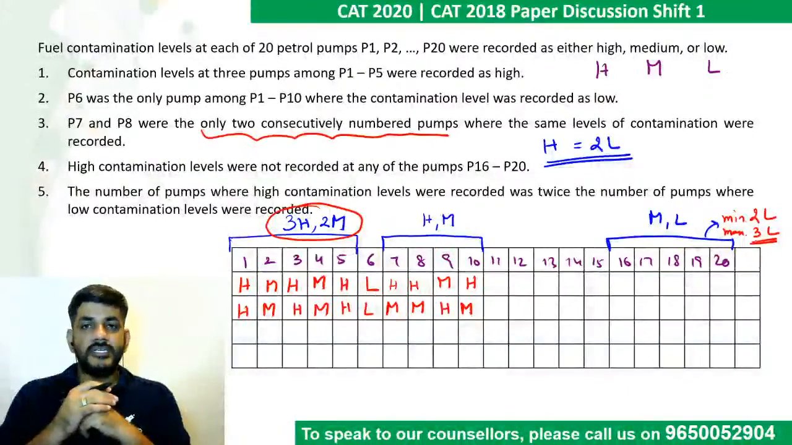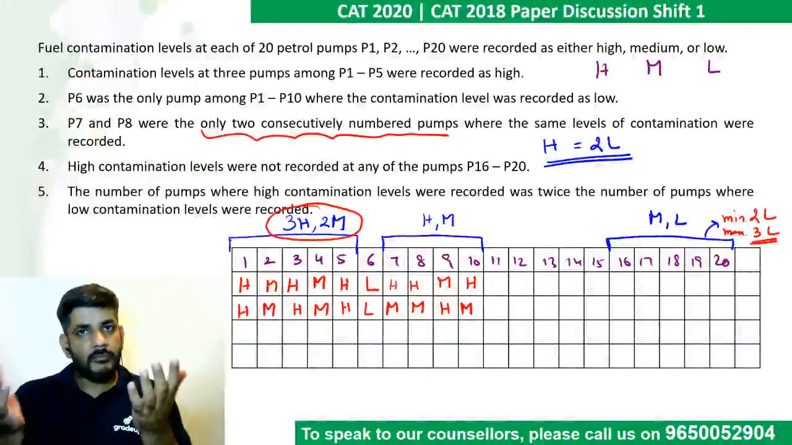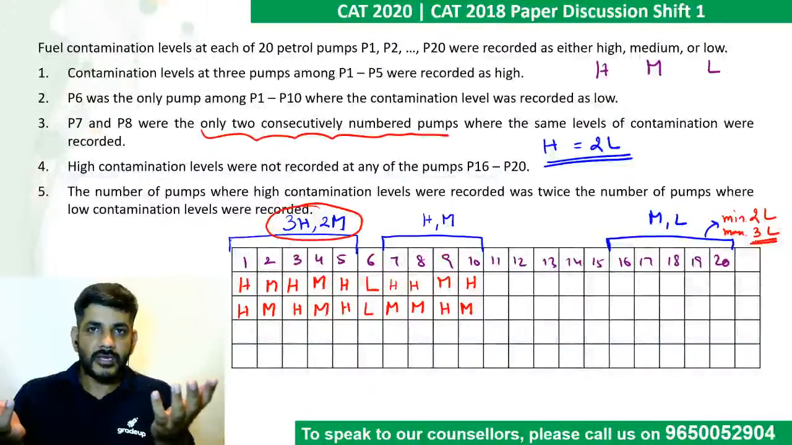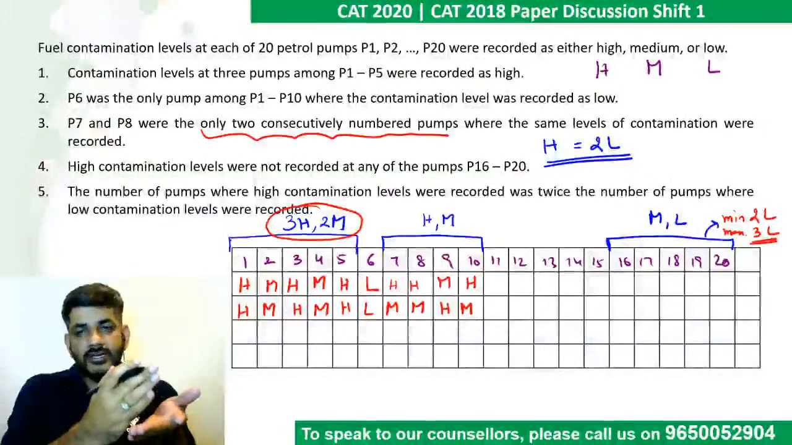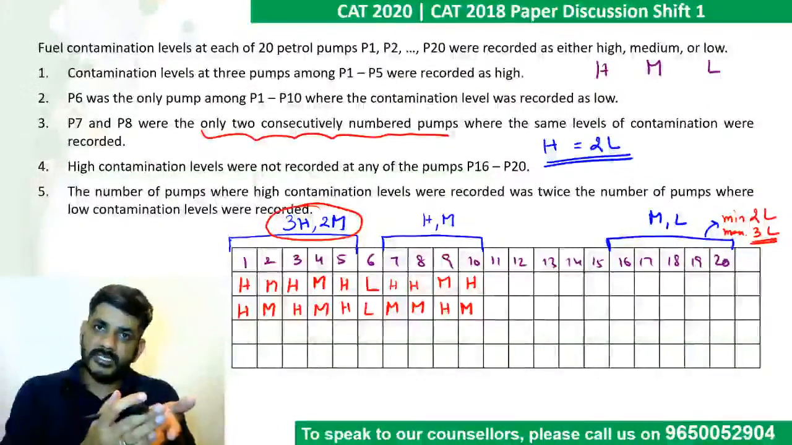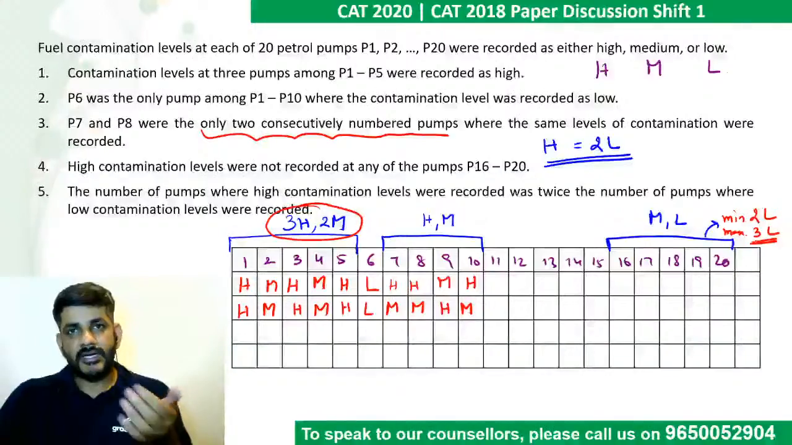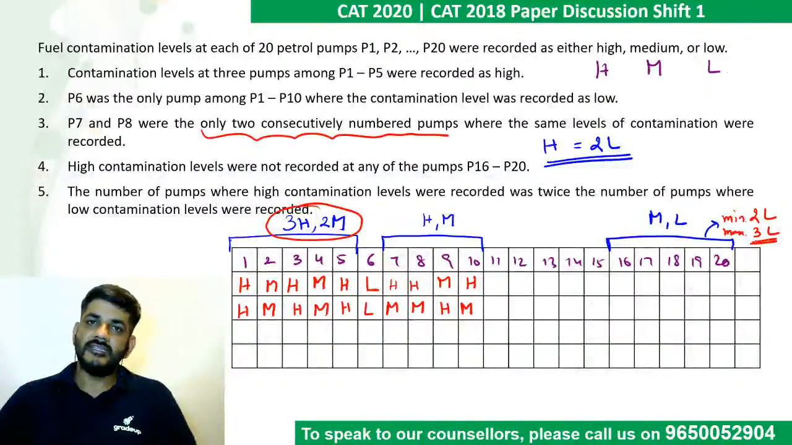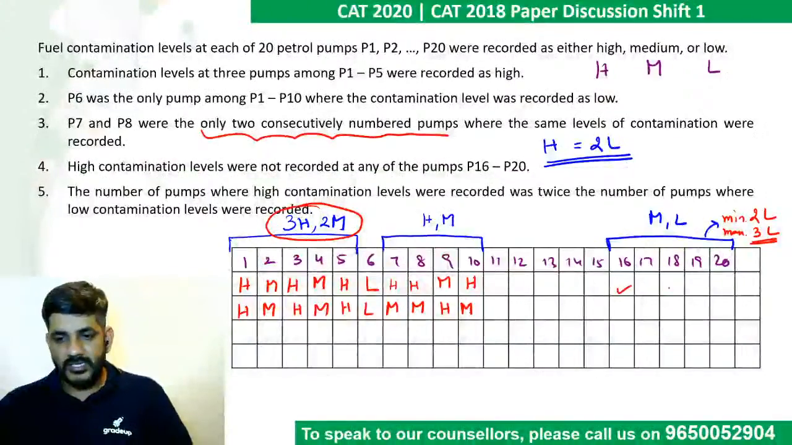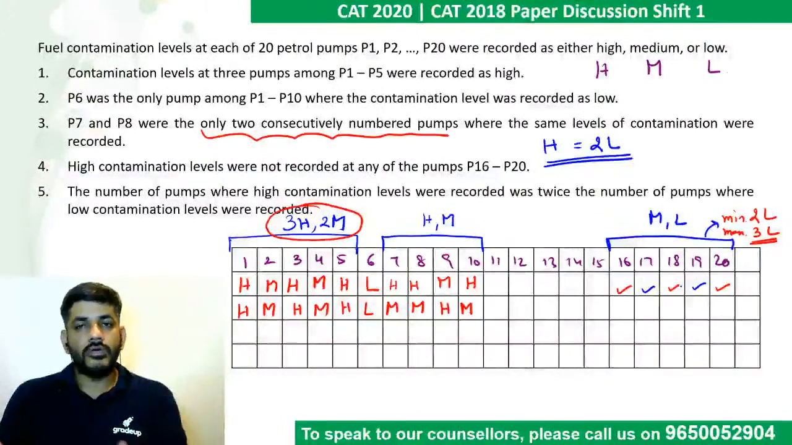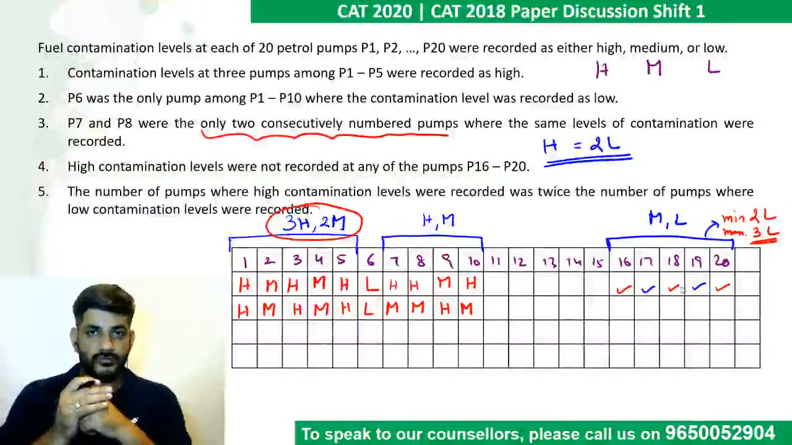In those pumps 16 to 20, you have to fill only M or L. So obviously no 4 can be the same because consecutive ones cannot be equal. So whatever you put at 16, 17 would be different, 18 would be same as 16th, 19 would be different, 20th would be same as 16th. So 16th, 18th and 20th they would be the same, 17th and 19th they would be the same. Meaning these three numbers would be the same and these two numbers would be the same. So either low is the red one or low is the blue one. So obviously it can be only either 2 or 3 out of those.